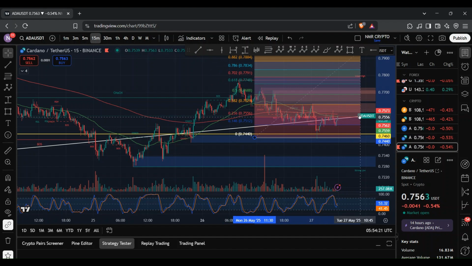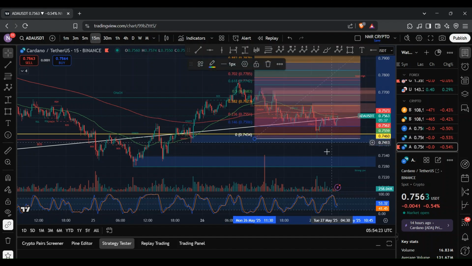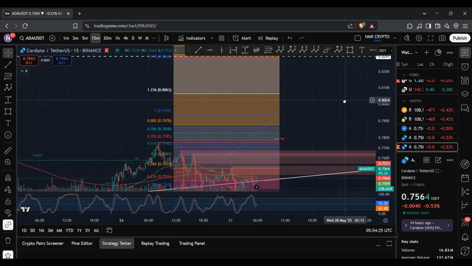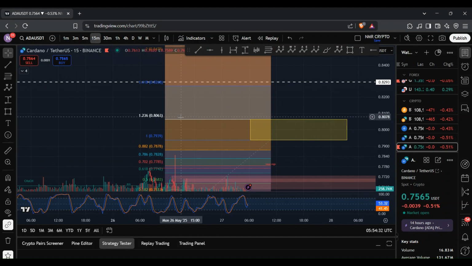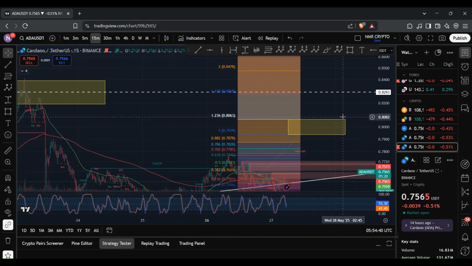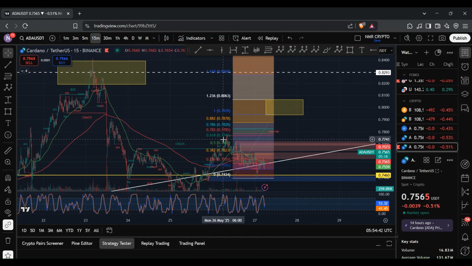So if I bring this to over here, you can see that ADA has the potential to reach anywhere between 79.39 cents to 80.63 cents. And if ADA was to extend beyond the 1.236 retracement level, then it's possible that we reach the 1.618 retracement level, which would then mean that we have an impulsive move that's in play, where this would be our wave 1, 2, 3, 4, and 5.